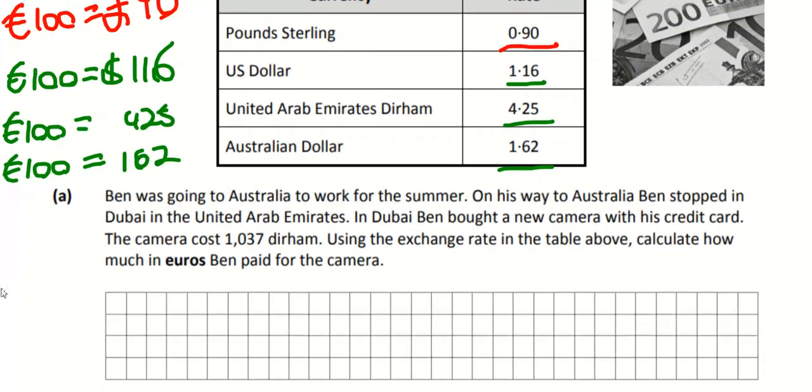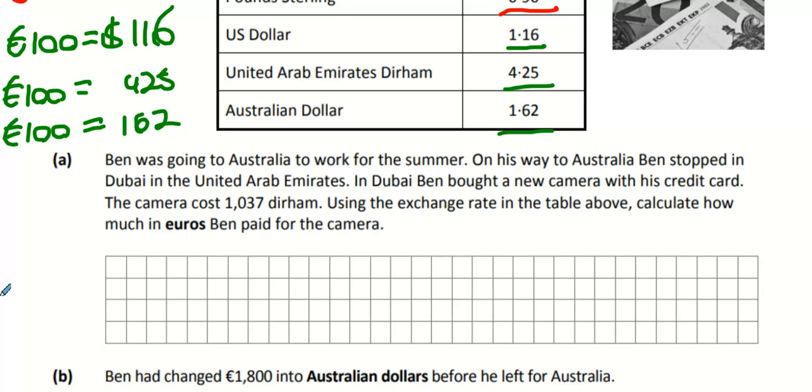Okay. Ben was going to work for summer. On his way to Australia, Ben stopped in Dubai, United Arab Emirates. Bought a new camera on his credit card. The camera cost 1037 dirham. Okay. I want to calculate how much that costs in euro. What's the exchange rate?